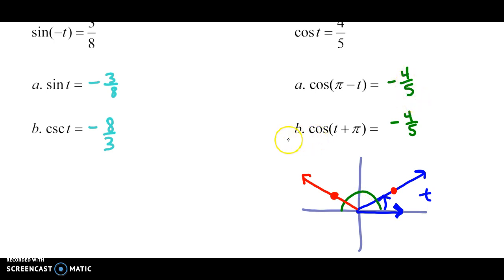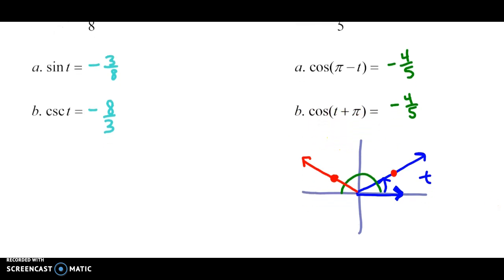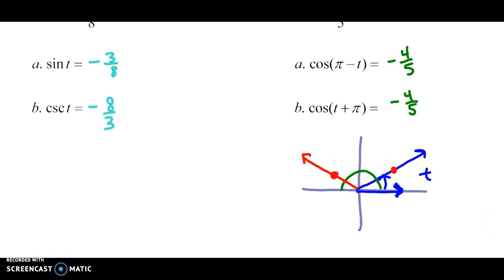For the second case here, cosine of t plus pi, well, okay, so now let me use purple here. This time I'm taking t and I'm adding pi to it. So think about 180 degrees. I'm going to get something that's over here, which once again is going to have that same x coordinate, but it's going to be on the negative side once again. So negative 4/5.